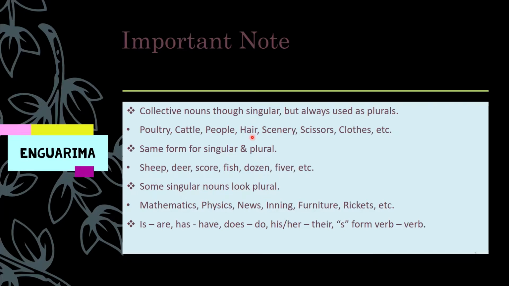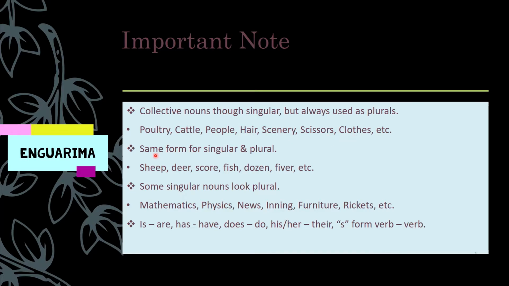We will never say hairs because hair itself represents complete hair of an individual. If we want to refer to a single strand, we will say a hair strand, which has a plural of hair strands. Same goes for scenery, same goes for scissors. If you want to say single scissors, you will say a pair of scissors rather than saying scissor. And same goes for clothes, a pair of clothes.